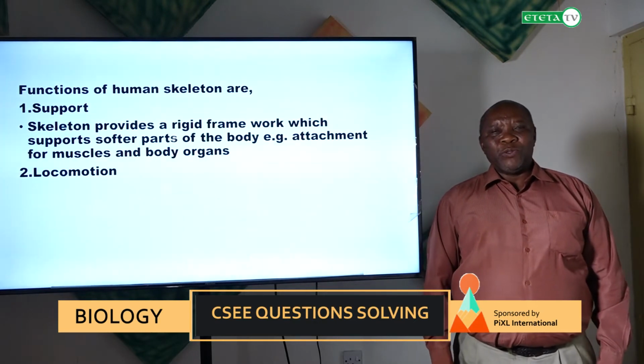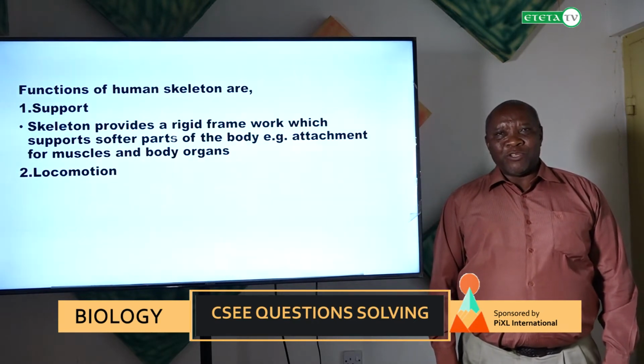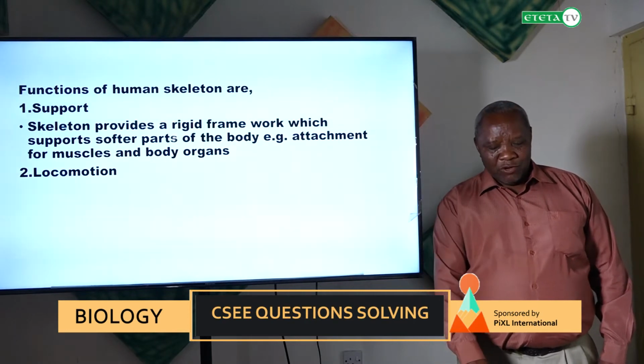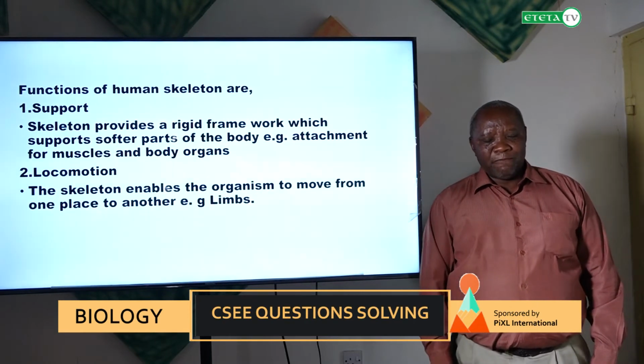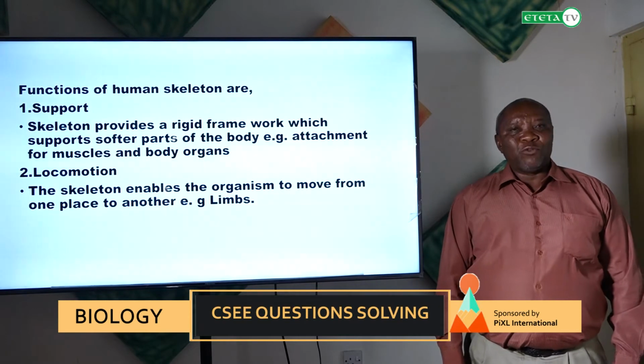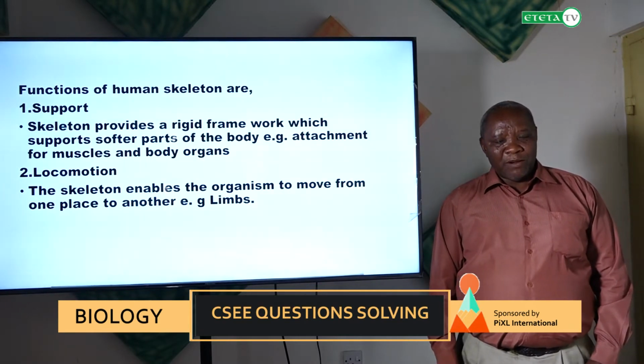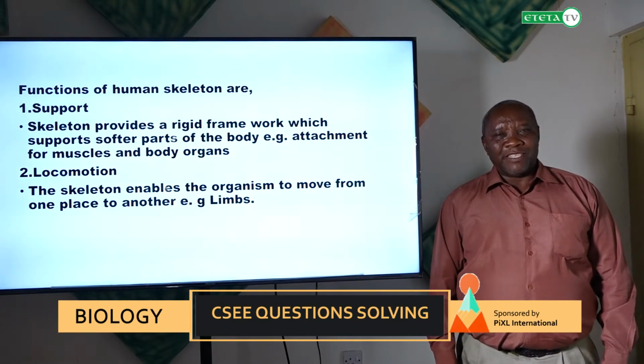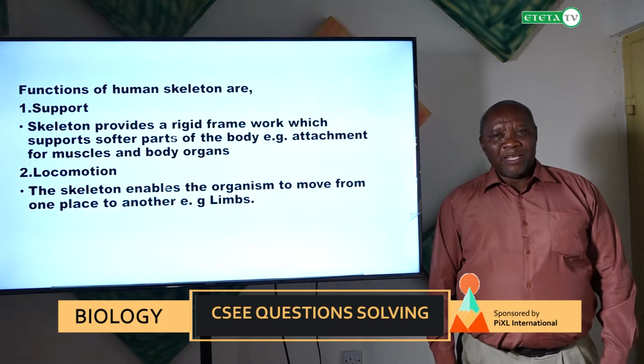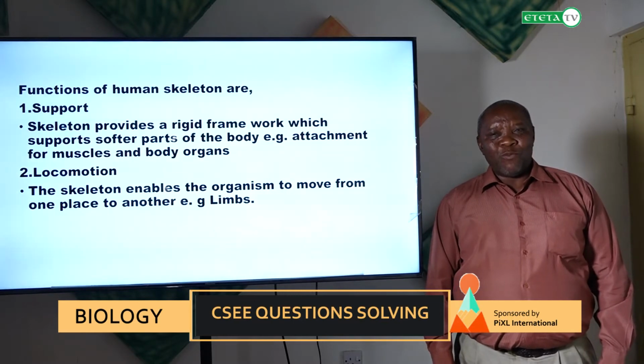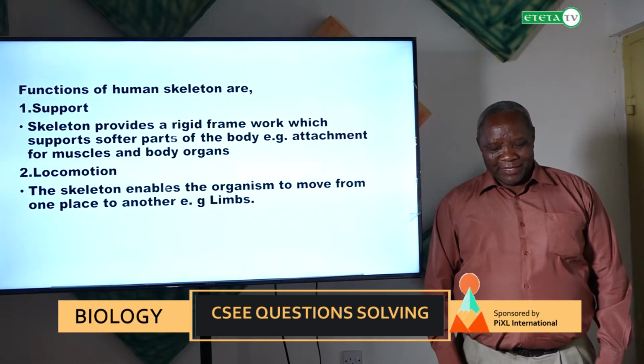The function number 2 is locomotion. A skeleton enables the organism to move from one place to another. So they have the limbs. When you talk about the limbs, it means the forelimbs and the hind limbs, which help the organism to move from one place to another.